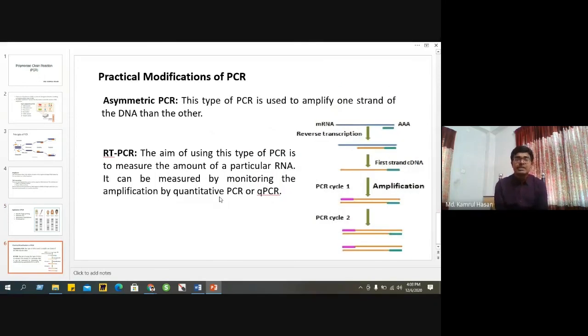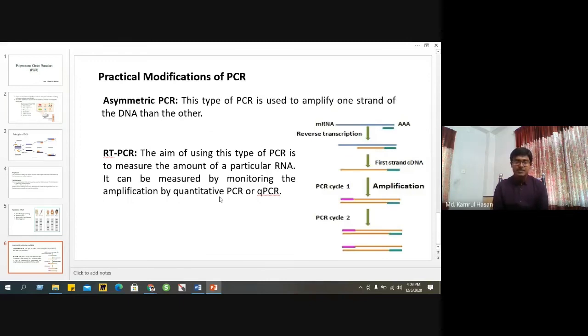Next, the practical modification of PCR. Here we discuss two types of practical modification. One is asymmetric PCR and another is RT-PCR. What is asymmetric PCR? Asymmetric PCR is used to amplify one strand of the DNA more than the other. We know that DNA is double strand, and in a normal PCR cycle, both of these strands can be amplified. But if we want to amplify one single strand of this DNA, then it's called asymmetric PCR.